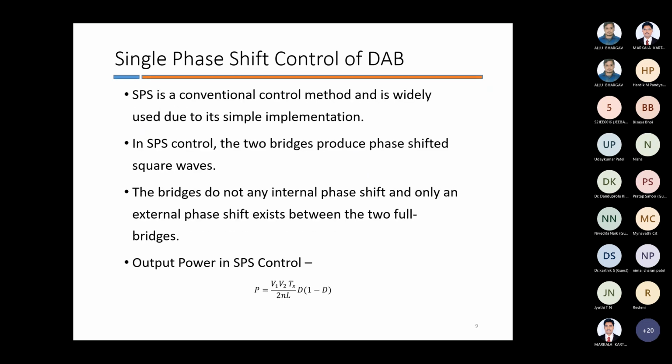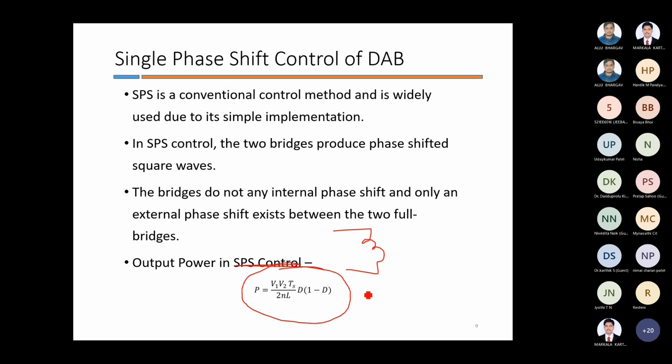Now let's see single phase shift control of dual active bridge. SPS control is the conventional control method we generally utilize because of its simple implementation. SPS control will produce a single phase shift between the two H-bridge square waveforms. The transformer will have no internal phase shift, and we only need to give the external phase shift, and output power can be controlled by using this formula.